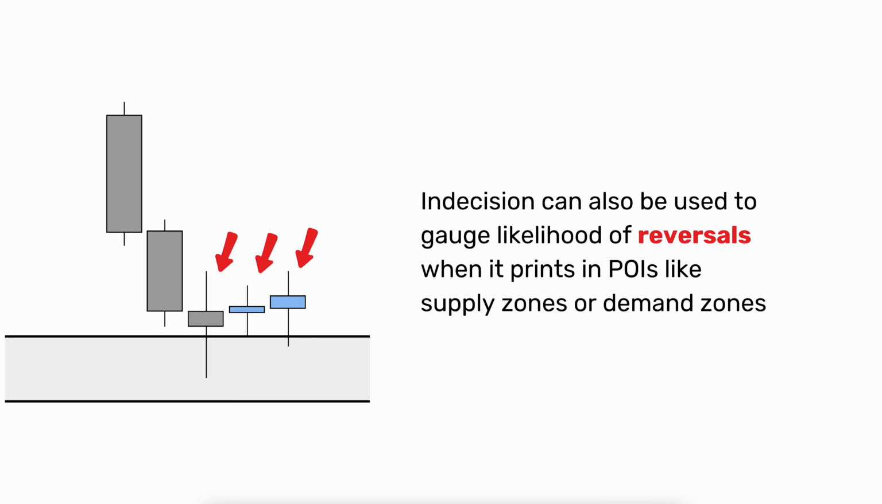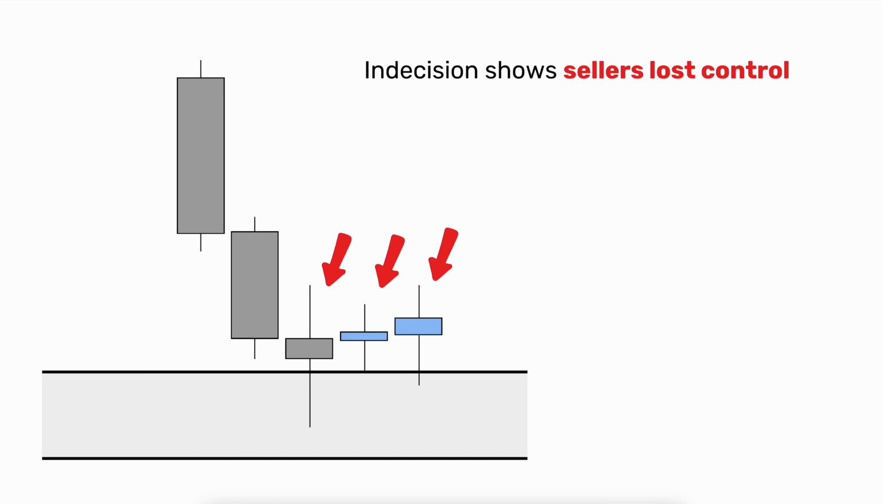And also one of its primary use cases is to gauge the likelihood of reversals when it prints in points of interest like supply zones or demand zones. So here we see a collection of different candles, which shows after this selling move, the sellers have lost control. This itself doesn't confirm a trade.